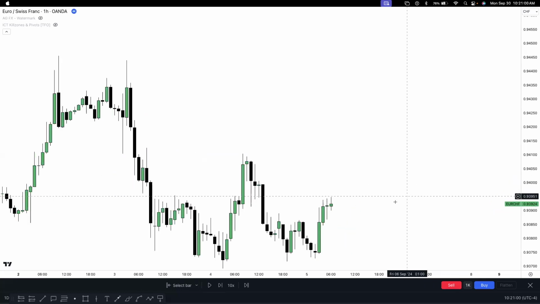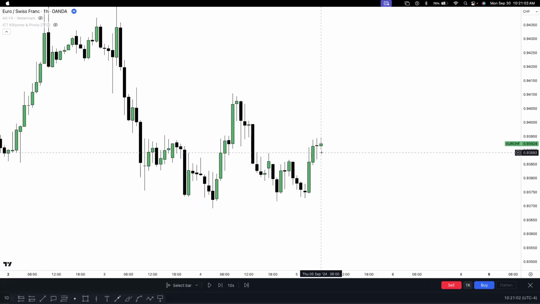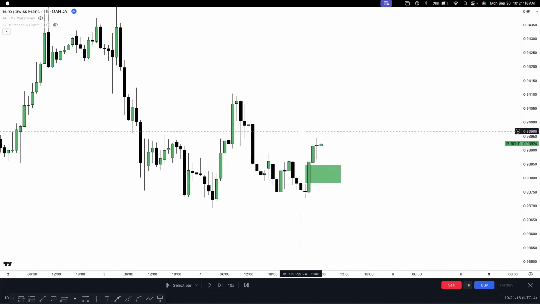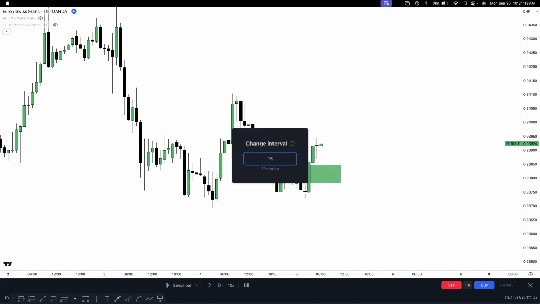So right here, guys, as you're going to see, the timing right now is going to be 6 a.m. So London session has already been performed. Now we're going to go ahead and draw out this 1 hour fair value gap we have resting right here. So we have a 1 hour fair value gap that was created during London session. So now we're going to go ahead and drop down to our 15-minute time frame.